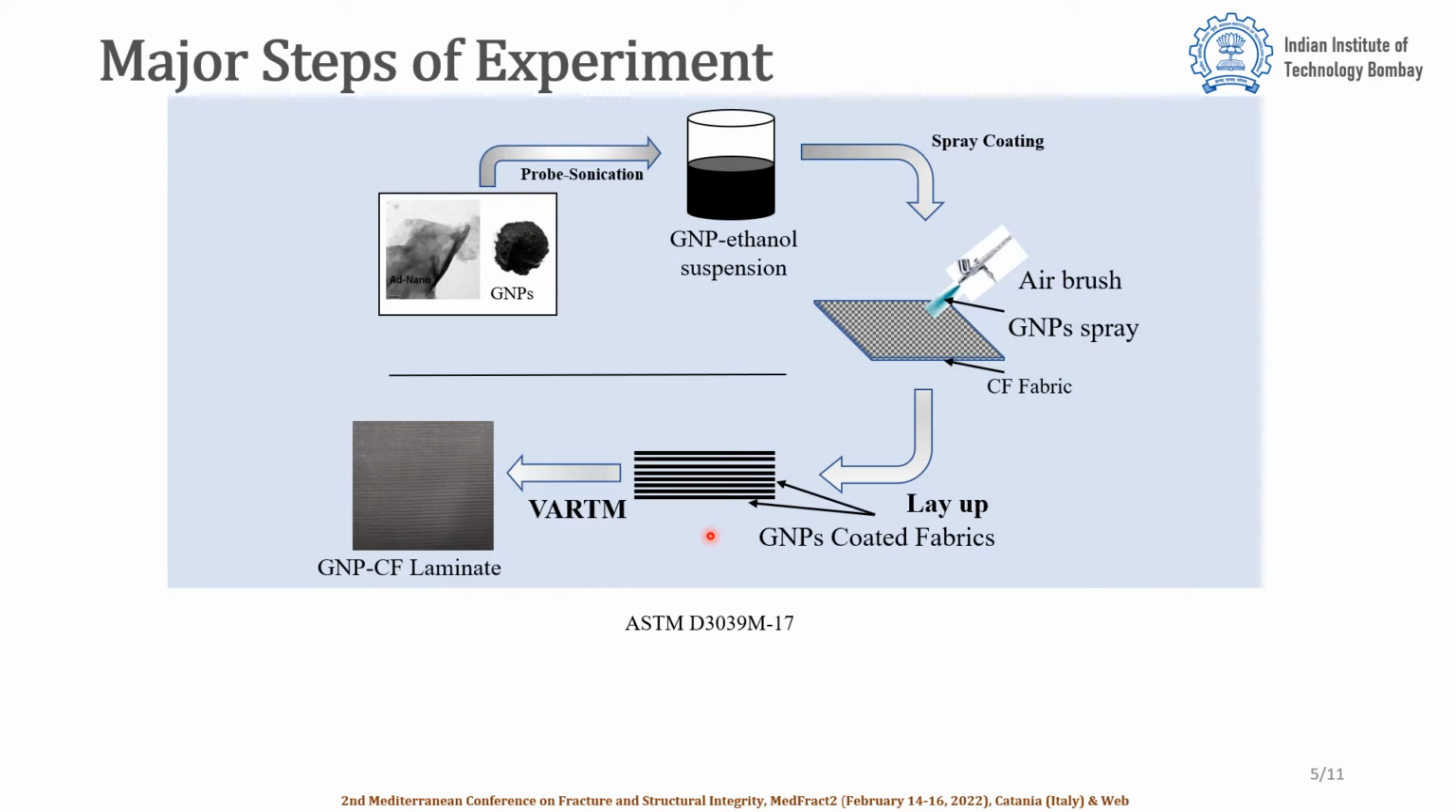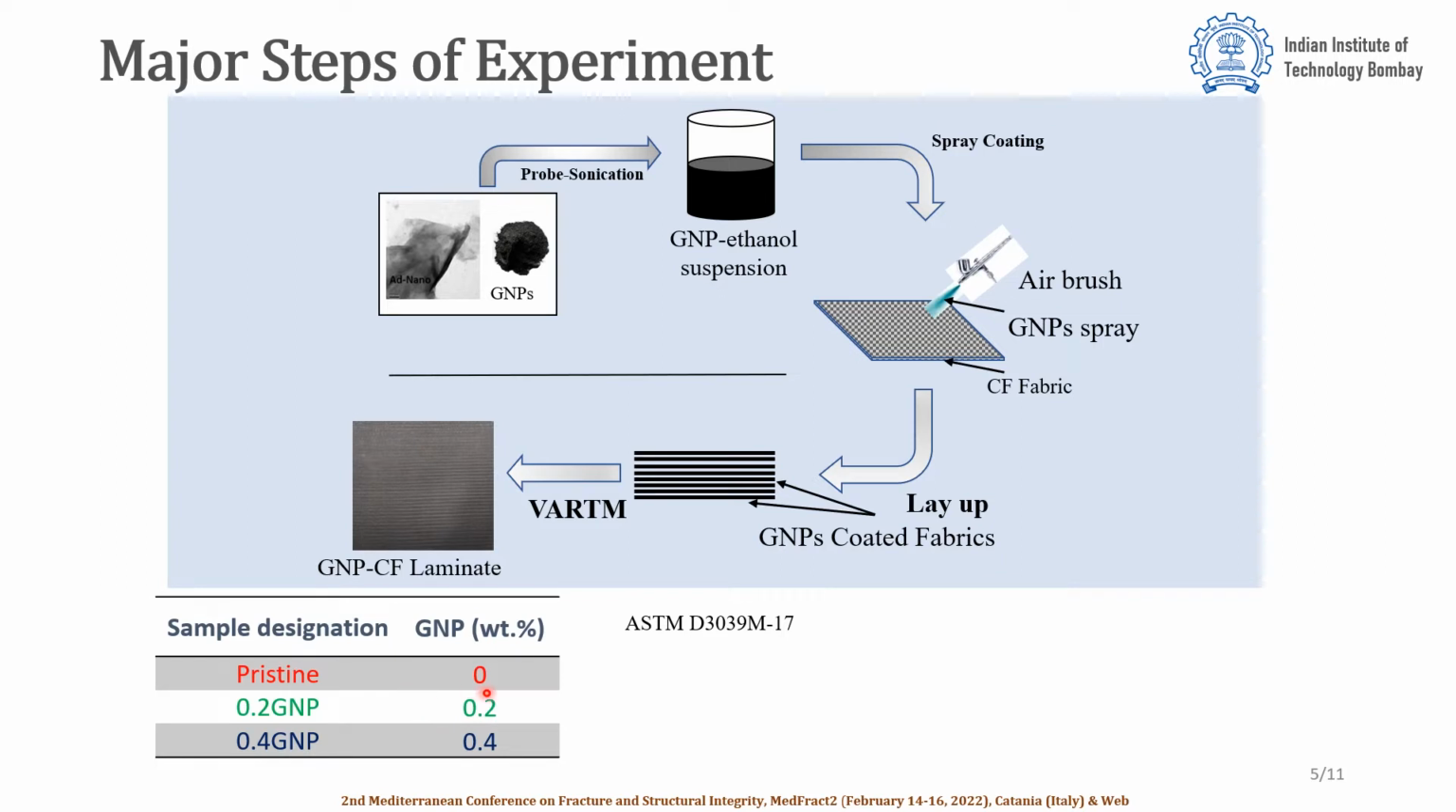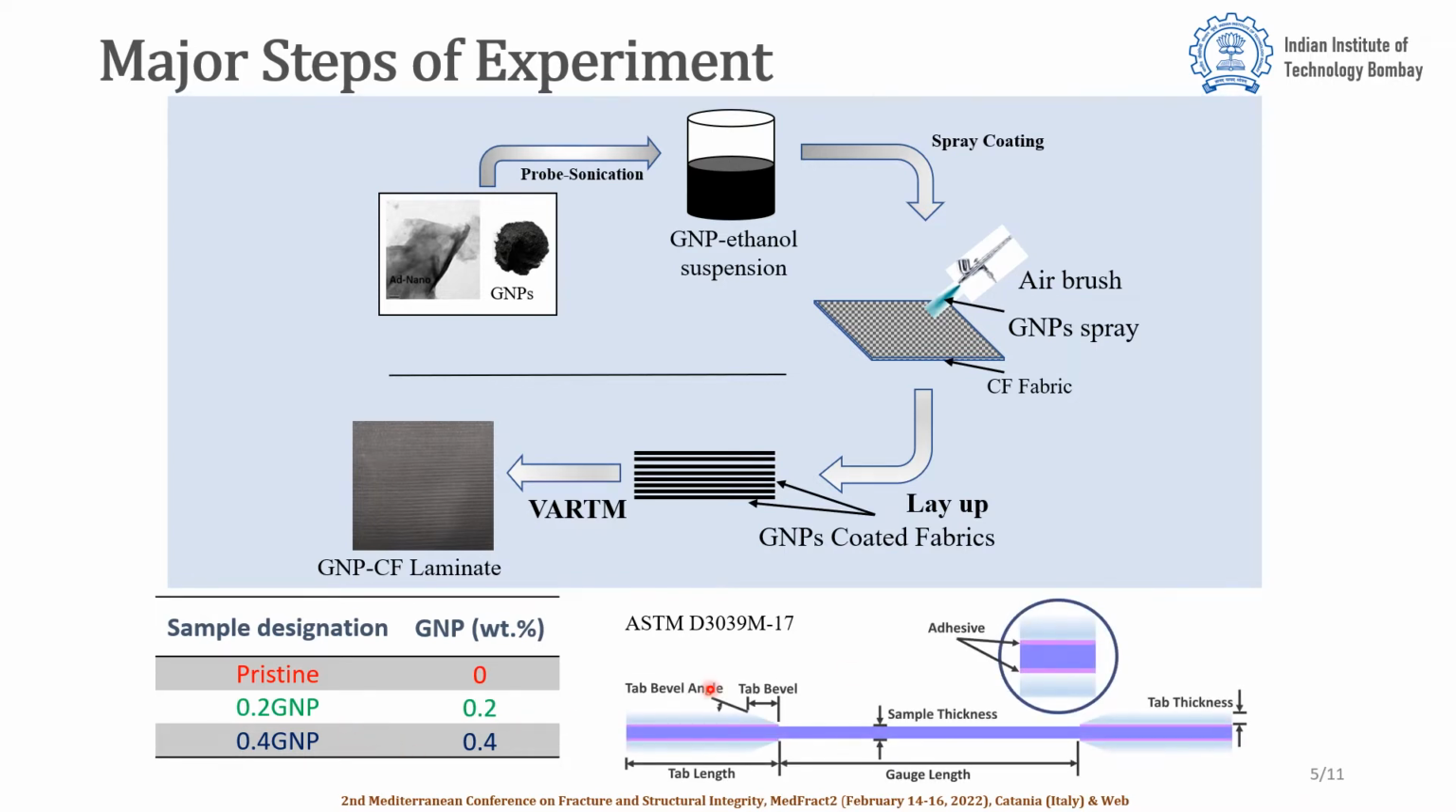Further, the 8 fabrics of each condition laminate were stacked together, and the vacuum assisted resin transfer molding technique was used to manufacture the laminates, in which vacuum assisted infusion of the epoxy hardener mixture was done to the stacked fabric and kept for the curing cycle. The pristine laminate was made with no GNP addition, and 0.2 weight% and 0.4 weight% concentrations of GNP with respect to the total fabric weight were used to manufacture the 0.2 GNP and 0.4 GNP laminates.